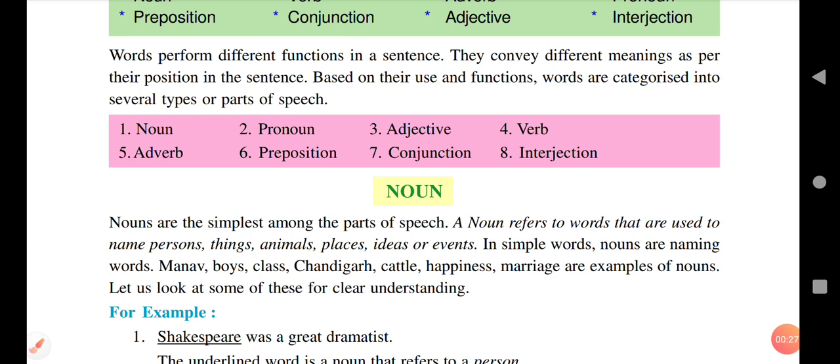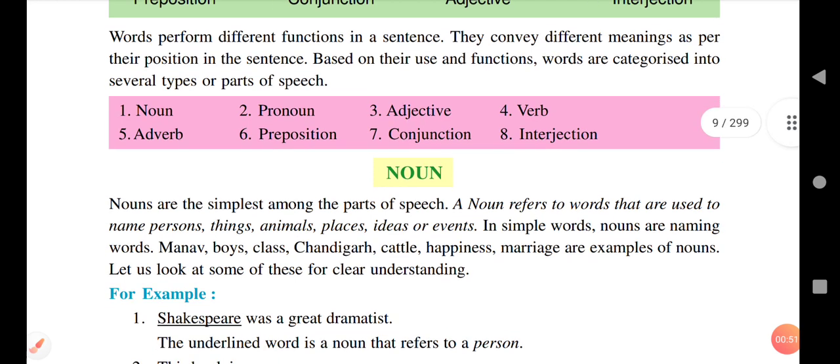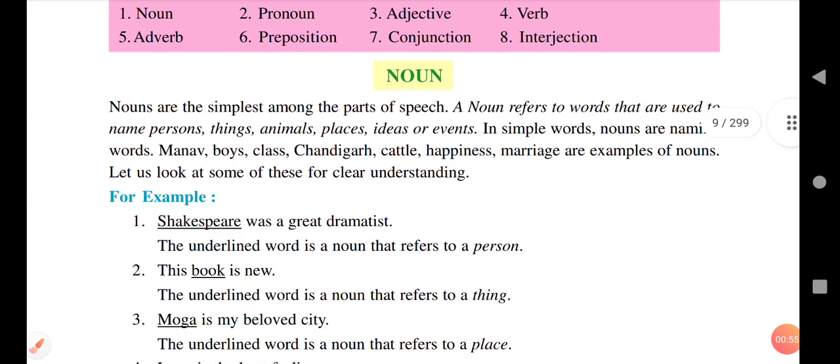Nouns are the simplest among the parts of speech. A noun refers to words that are used to name persons, things, animals, places, ideas, or events. In simple words, nouns are naming words. Manav, boys, class, Chandigarh, cattle, happiness, marriage are examples of noun. Let us look at some of these for clear understanding.